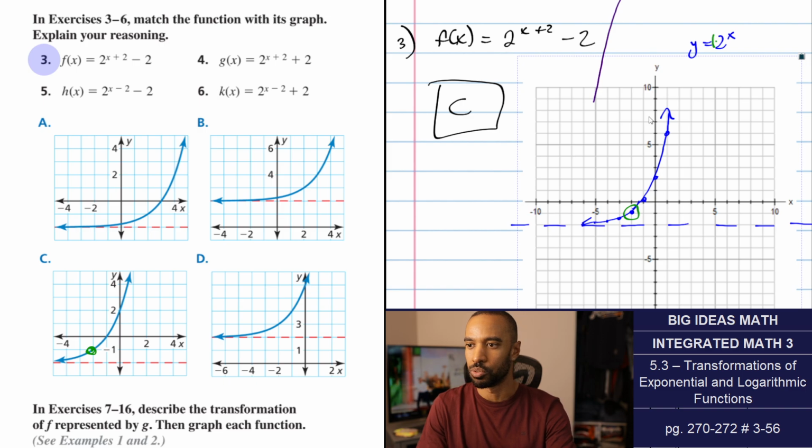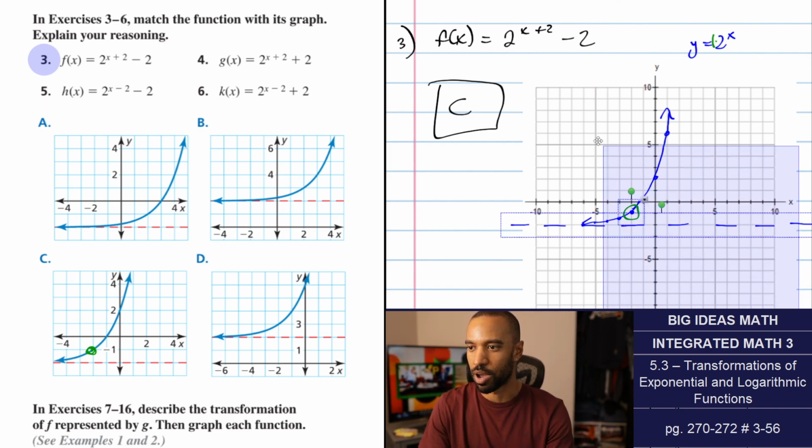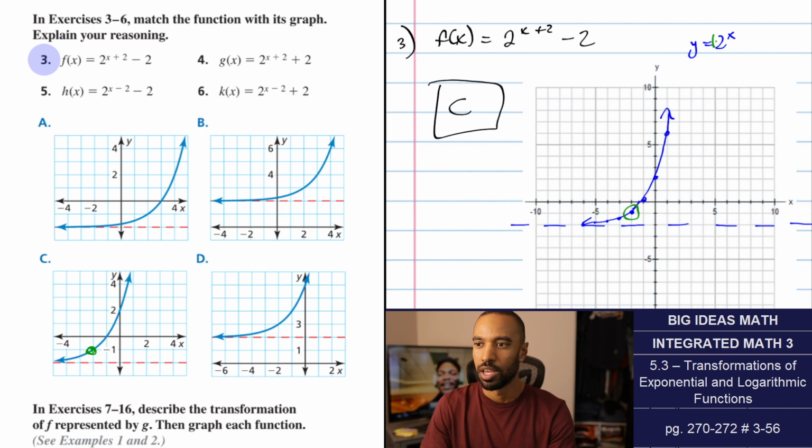Whoops, I did a lot of undos. I'm trying to find a way to bring this graph over to the next problem, but we're just going to have to work one problem at a time. Number 4.